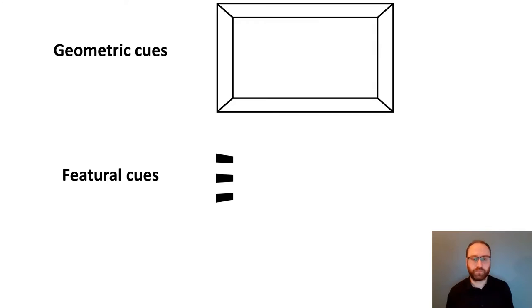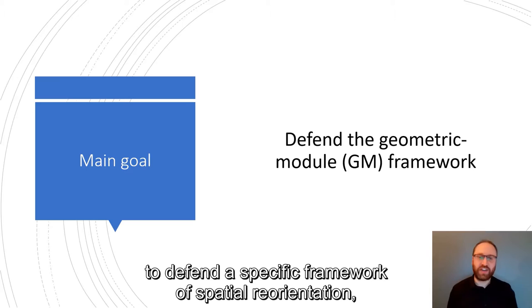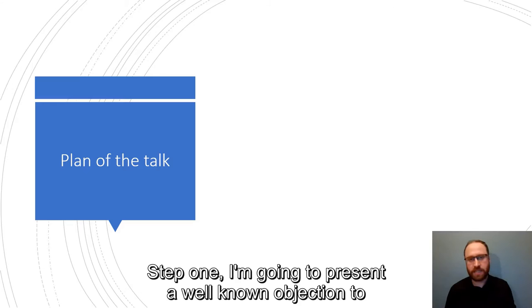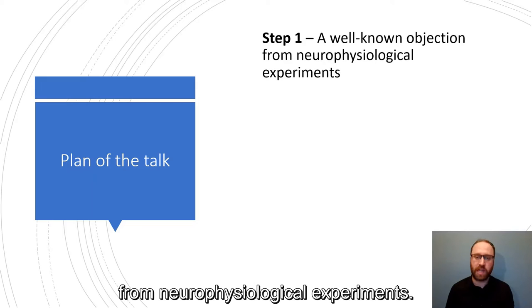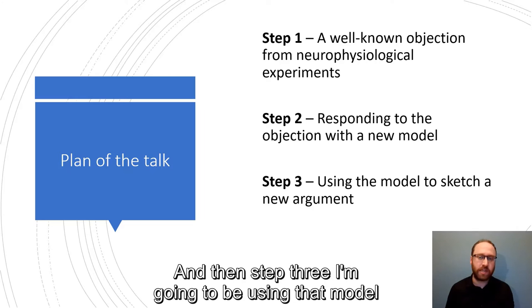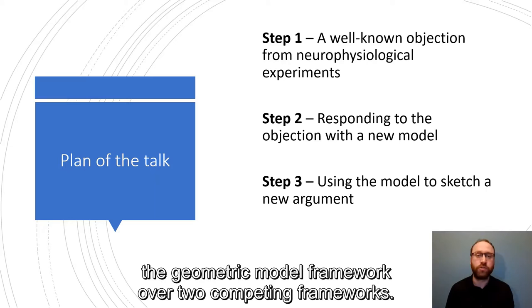The main goal of this presentation is to defend a specific framework of spatial reorientation, what's called the geometric module framework. I'm going to proceed in three steps. Step one, I'm going to present a well-known objection to the geometric module framework from neurophysiological experiments. Step two, I'll be responding to this objection with a new model from within the framework. And then step three, I'm going to be using that model to sketch a new argument in favor of the geometric module framework over two competing frameworks.